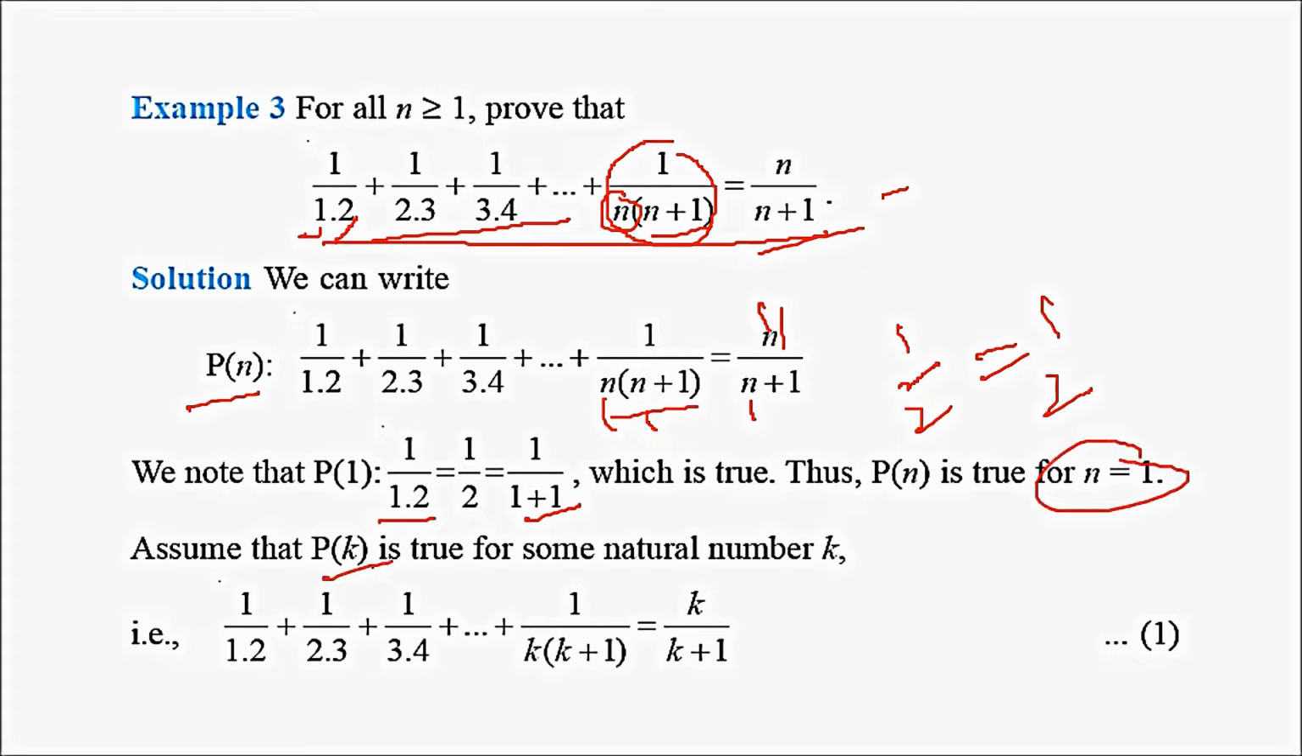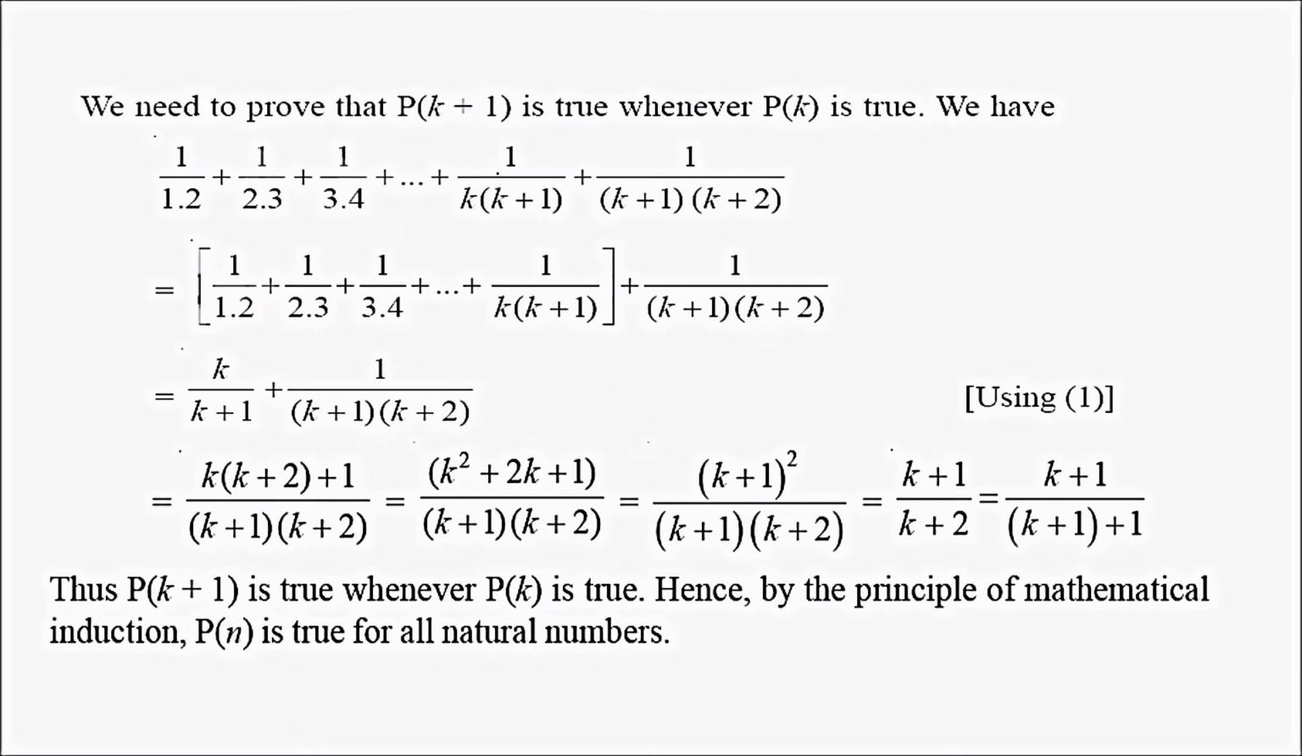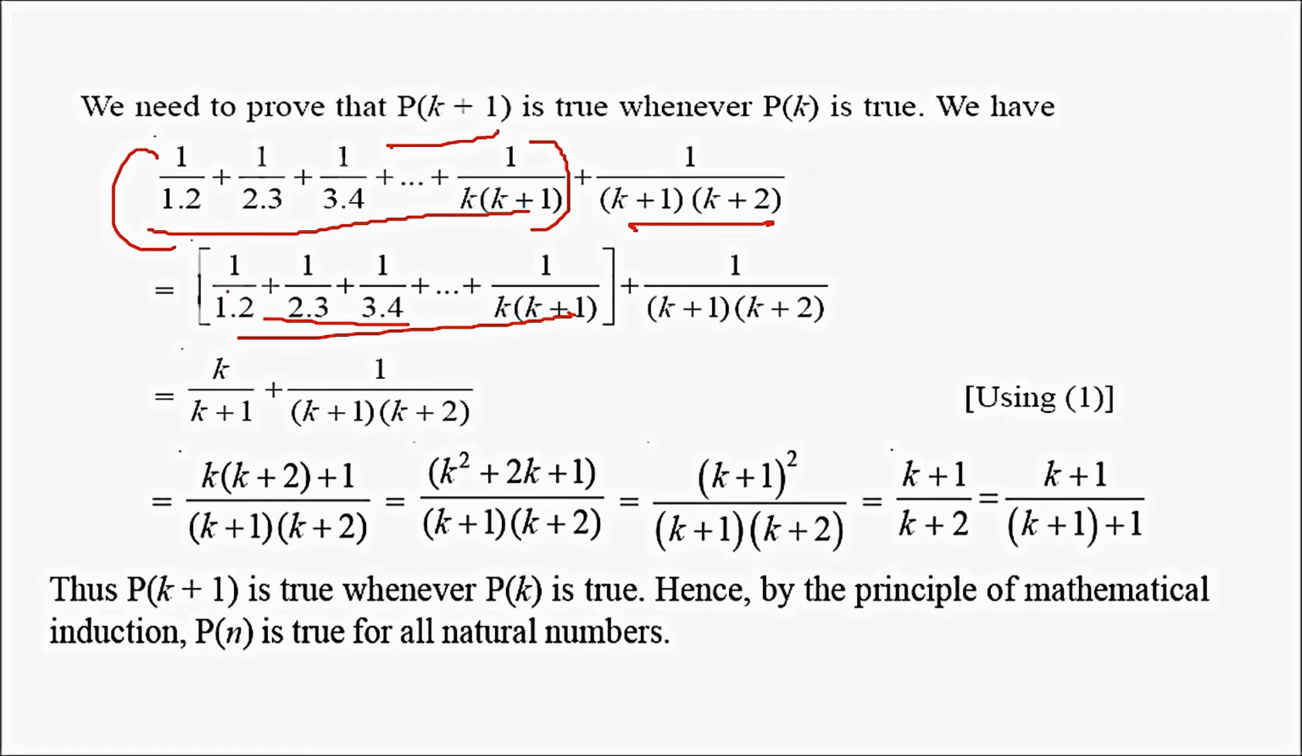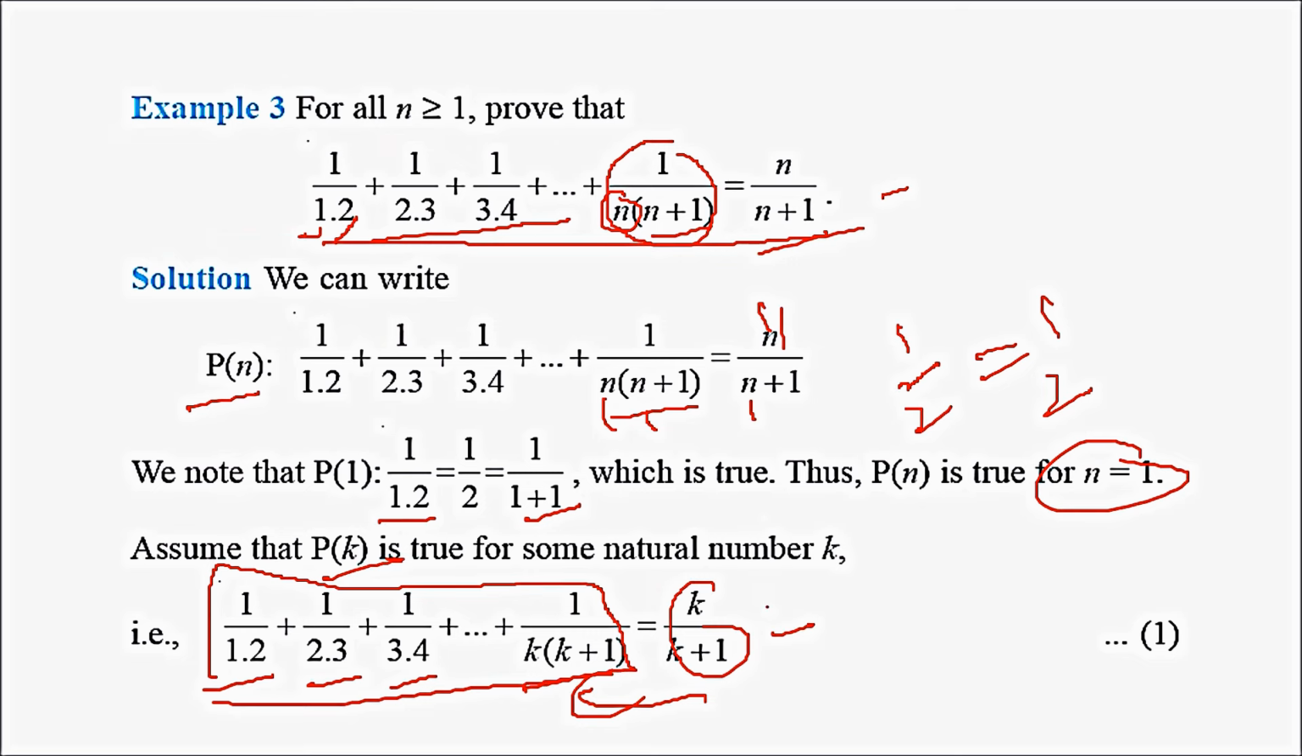Now let us assume Pk, that means for any k, this Pk to be true. What you get here is 1 by 1.2 plus 1 by 2.3, 1 by 3.4 till 1 by k into k plus 1 is equal to k by k plus 1. Please observe this equation, because we are going to use k by k plus 1 in place of this. Now let us write the Pk plus 1 version of this expression. We are just adding the k plus 1 member, and as I said earlier, we are going to use k by k plus 1 for this series, exactly from 1.